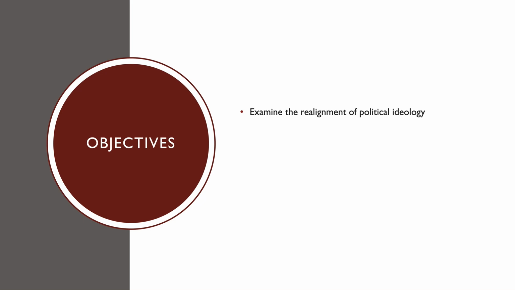The first thing we're going to do is examine the realignment of the political ideologies of the period. As I mentioned at the beginning of the presentation, we're going to see how these political beliefs change throughout the different decades. Number two, we're going to address how race played an important role in the rise of the new right.